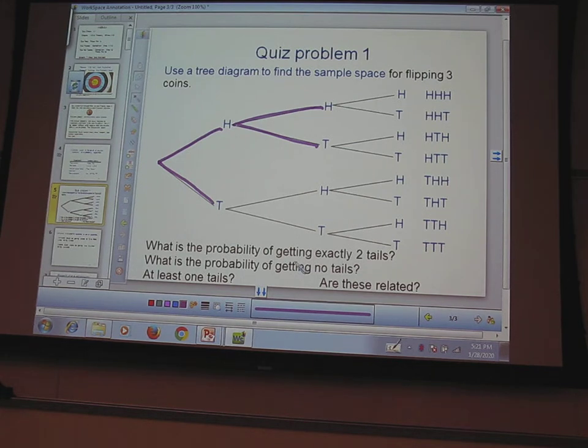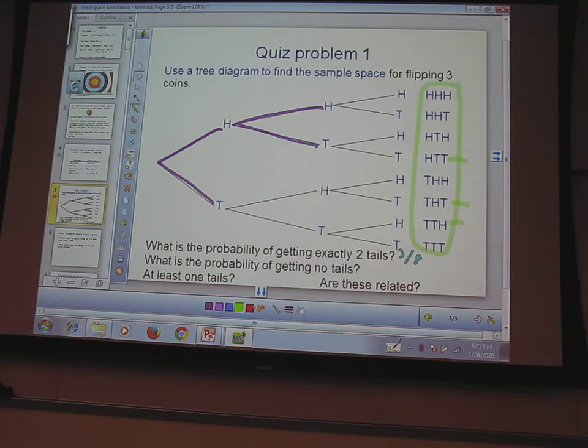What's the probability of getting exactly 2 tails? So here's my sample space. You guys drew out your sample space over here. Let's see, 2 tails. Well, that's this one, that one, and that one. So it looks like 3 out of 8. Yes? What's the probability of getting no tails at all? What does no tails mean? All heads. So this is all heads. What's the probability of getting no tails? 1 out of 8. What about at least 1 tail?